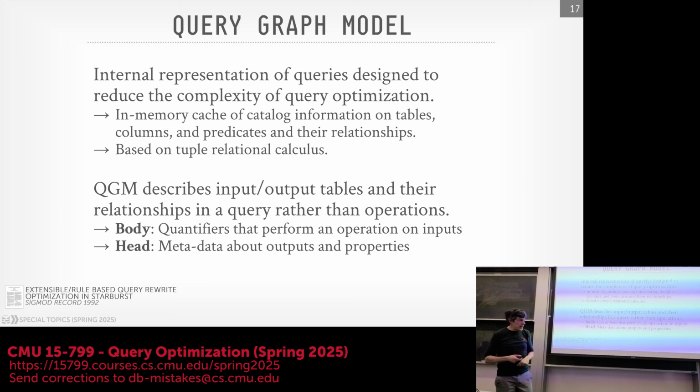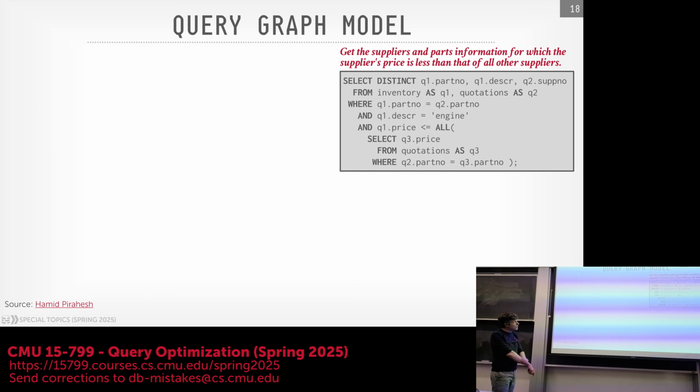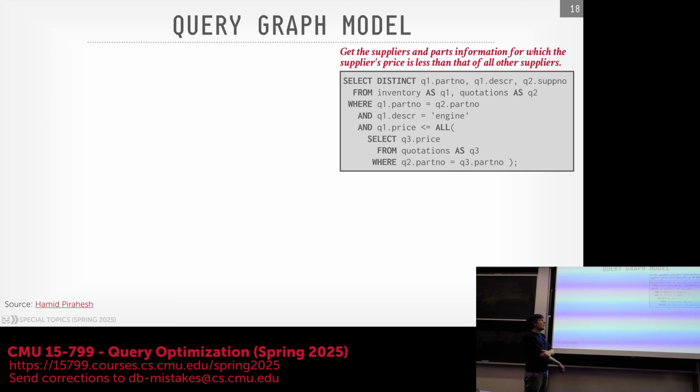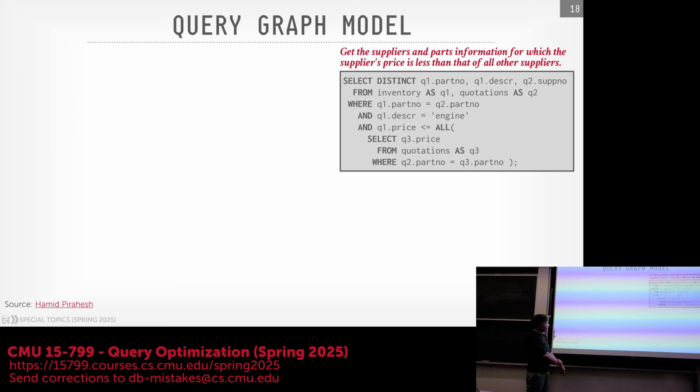Being all hand wavy doesn't mean anything, so let's actually look at an example here. This is the query we're going to do: get the suppliers and parts information for which the supplier's price is less than all the other suppliers.